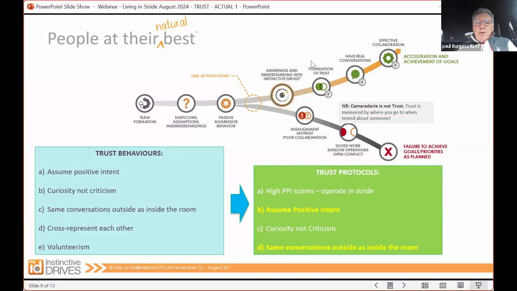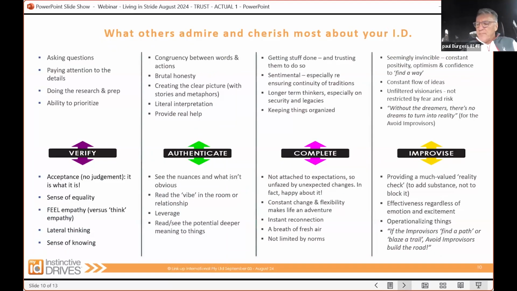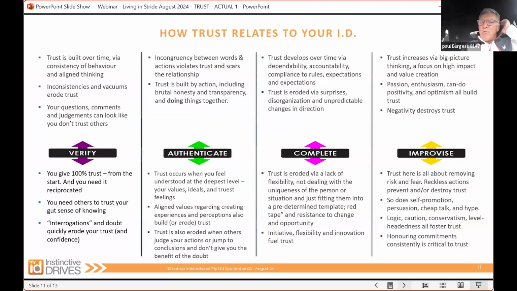Okay, so just jump ahead 2 slides, please, Ian, and let's get into today. So here's a matrix for talking about how trust relates to your ID. But what we want to talk about now is, like, how do you really do that? When I say you, I don't mean a generic you, I mean you. I want you to think about this for you and your ID.